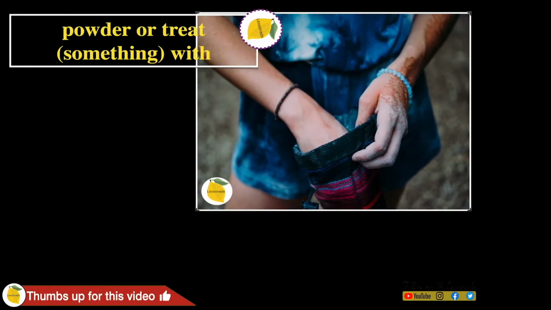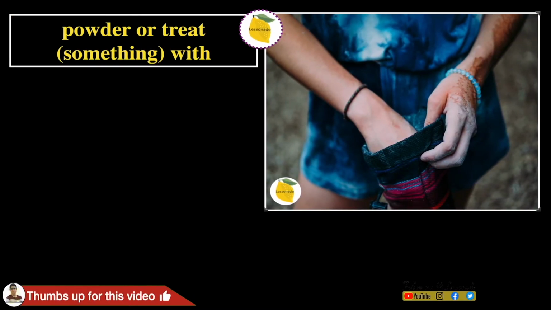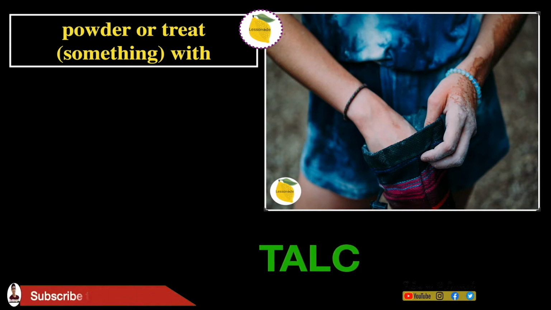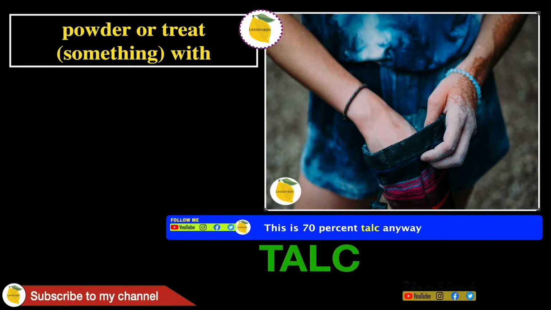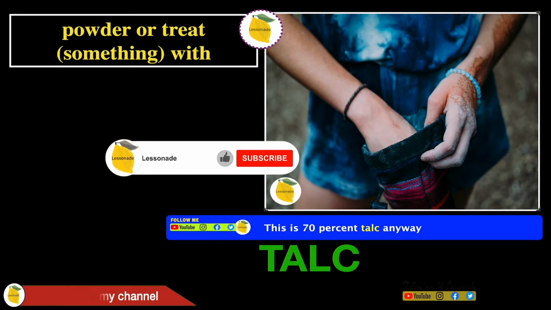The next one is powder or treat something with. In this picture, we can see someone with their hands covered in powder, and therefore the word will be talc. And the sentence for this word is, this is 70% talc anyway.